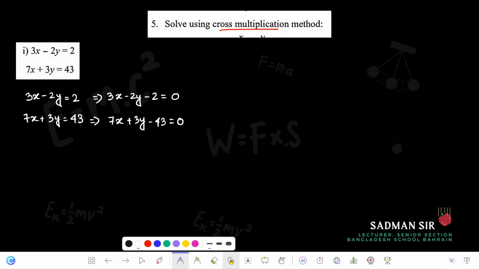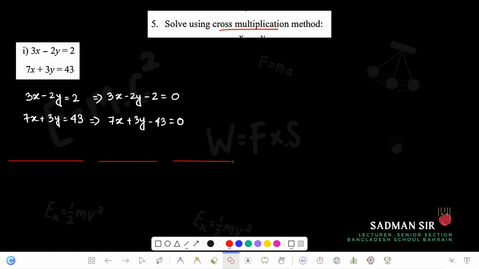While applying the cross multiplication method, we need to draw 3 lines. 1, 2, and 3. And we need to write x, minus y, and 1. If you want, you can do the calculation without writing this minus also. You can write only y, and in that case I will tell you what change will occur in the calculation. And you need to write equal signs between these lines.